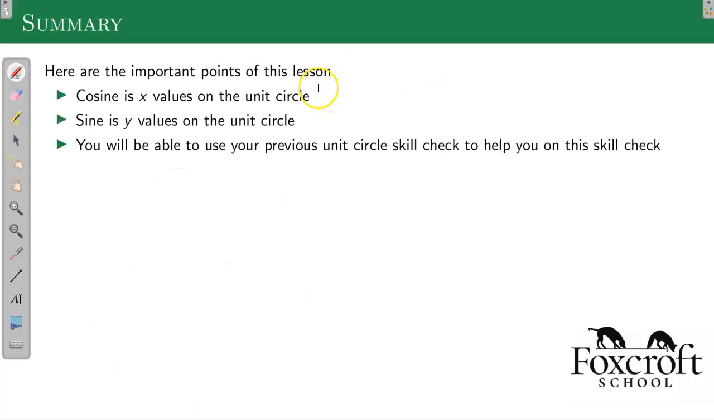Alright, so here's the important stuff from this lesson. We have to remember cosine is x and sine is y. And the good thing is, since you have already shown me you can do the unit circle in the previous lesson, you can use your unit circle for this practice and skill check. So you already practiced the complicated memorization part. This is more about using the x and y values correctly for sine and cosine.